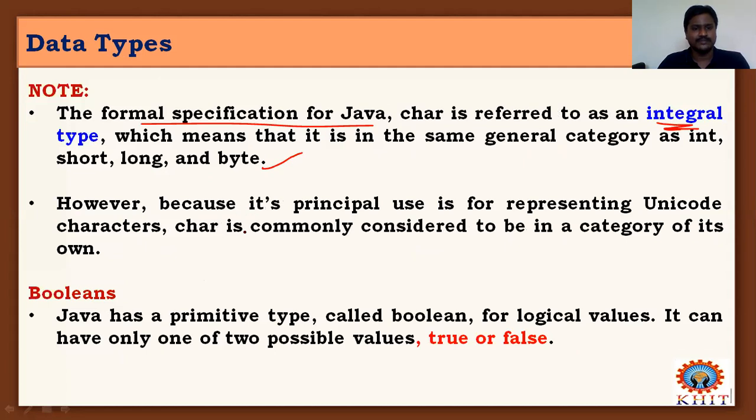Next one, Boolean. The Boolean type holds logical values. When we evaluate expressions, it gives values like true or false.